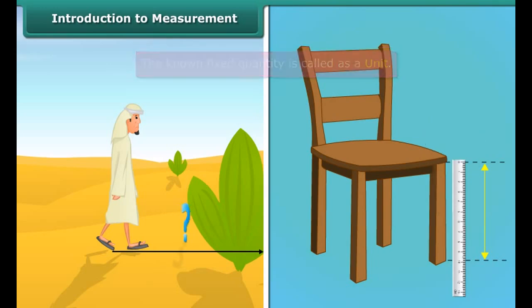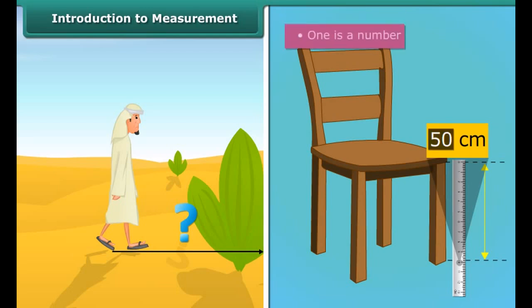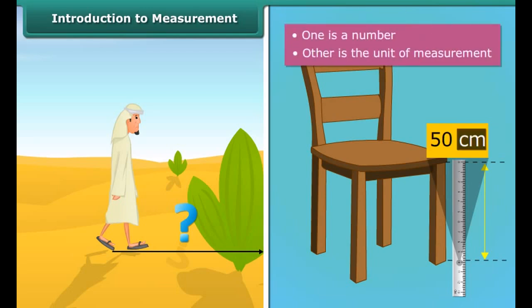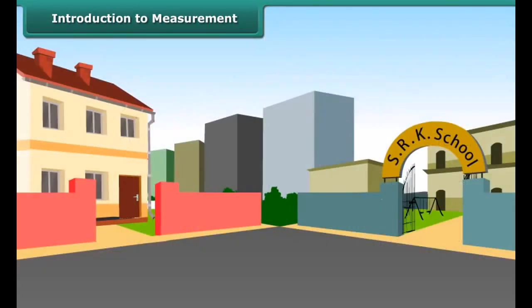When you derive the results of this calculation, you get the measurement in two parts. One is a number and the other is the unit of the measurement. You can also calculate the distance of one place to another. For example, the distance from school to your house.